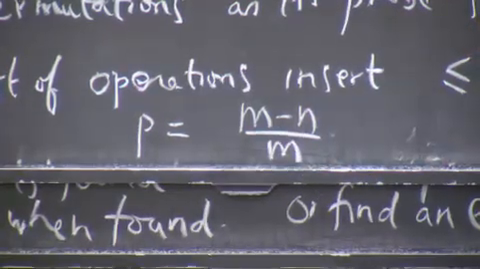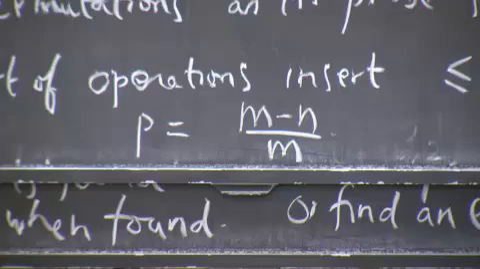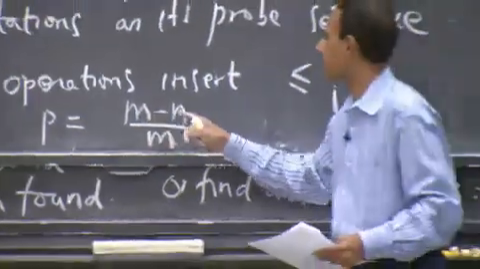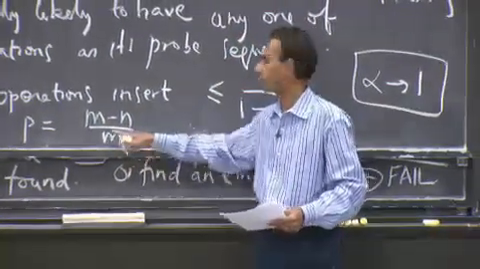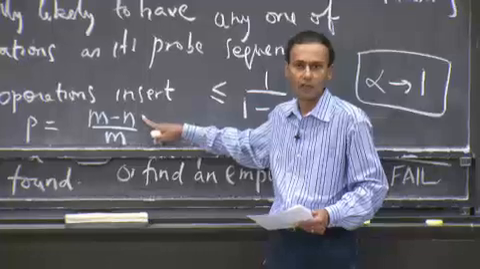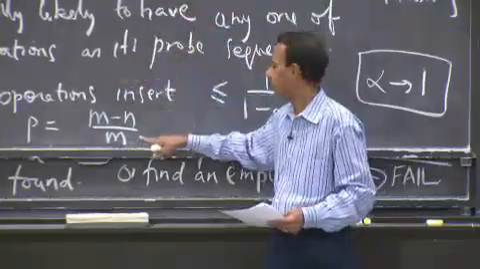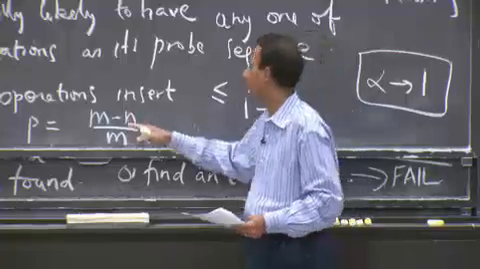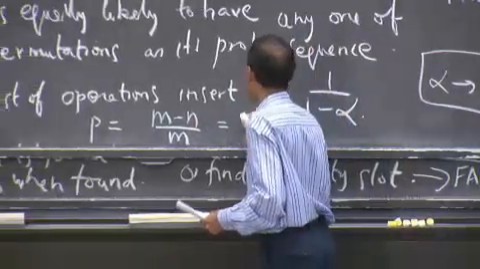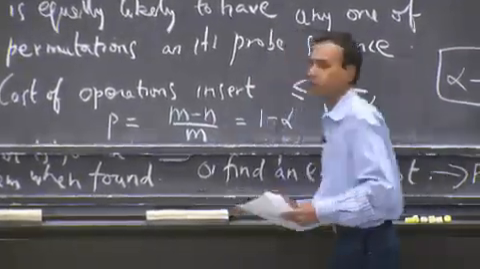The probability that my very first trial is going to succeed is going to be (m minus n) divided by m. Because these are the number of empty slots, and assuming my permutation argument, I could go into one of them, and so that's what I have here. And if you look at it, this is 1 minus alpha.